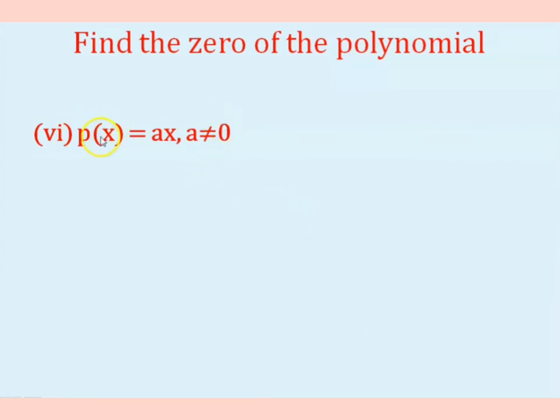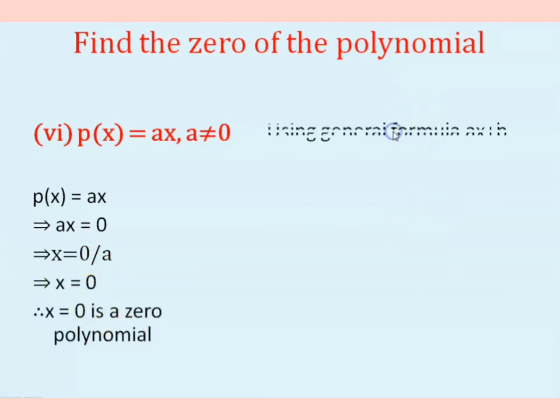Sixth subdivision is p of x equals ax, where a is not equal to 0. Equate ax equals 0. Transposing a to the other side, we get x is equal to 0 by a. Therefore, x is equal to 0. Therefore, 0 is the 0 of the polynomial.